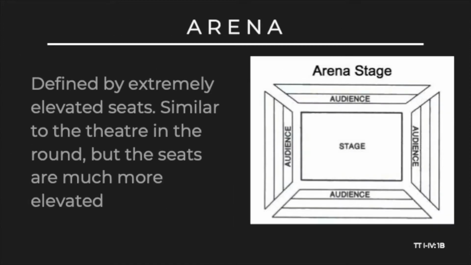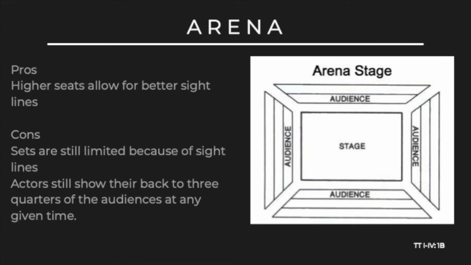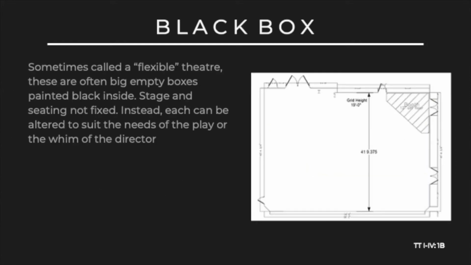Next, we'll be going over the arena stage. The arena stage is defined by elevated seats similar to those in theater in the round, but the seats are much more elevated. Some of the pros of an arena stage are that the higher seats allow for better sightlines. The cons being that the sets are limited because of sightlines, and actors are having to show their backs to 3/4 of the audience at any given time.